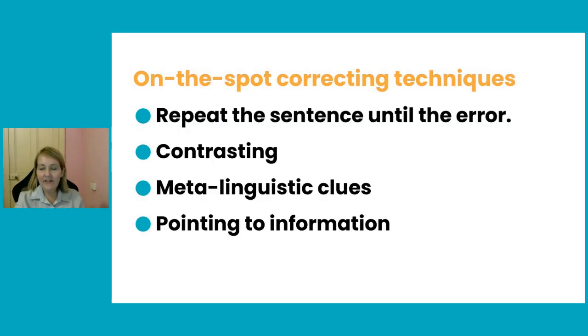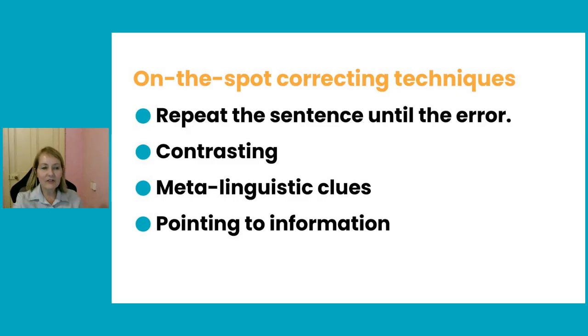Meta-linguistic clues. That sounds far more complicated than it actually is. You can ask questions related to the form and structure of the error. For example, is that the correct use of the verb? Should that one be plural or singular? Is that the past tense or the present tense? Is that the present continuous tense or the simple present? Is that the comparative or the superlative? This kind of thing. It will often trigger what the student needs to remember.